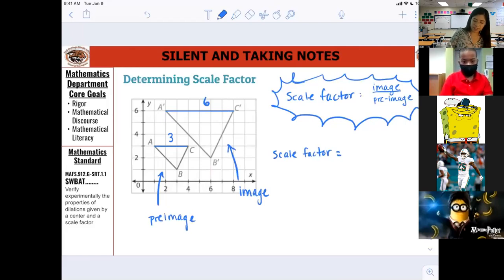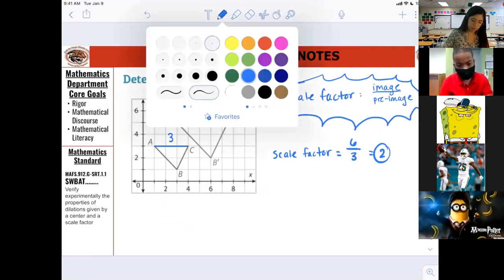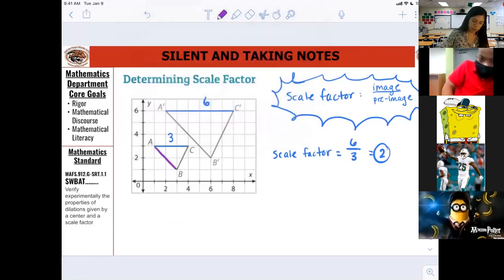You got it, Janelle. 6 over 3, because again, you go from the new one divided by the old one. So it's 6 over 3, which is 2. Scale factor is 2. So now, if I want to find all the rest of the lengths, let's go here, AB.